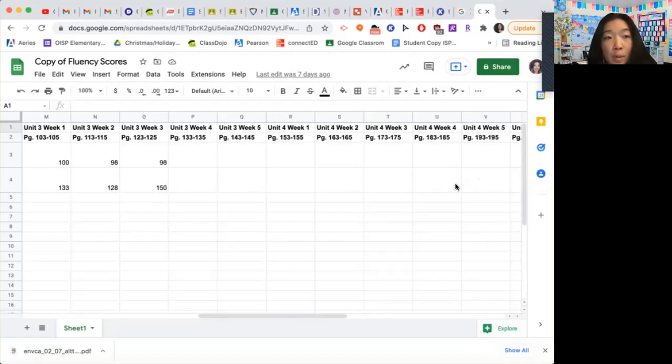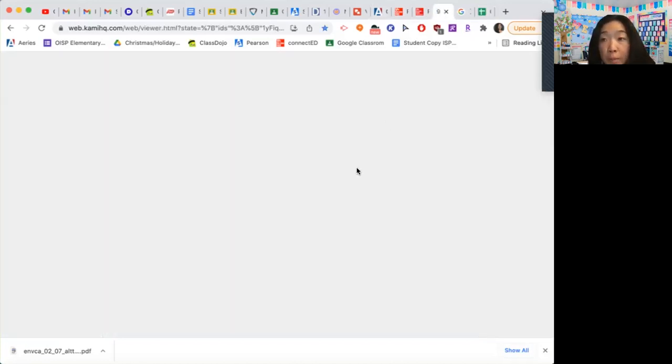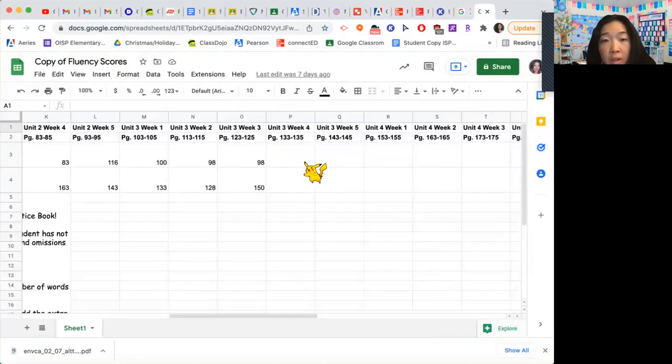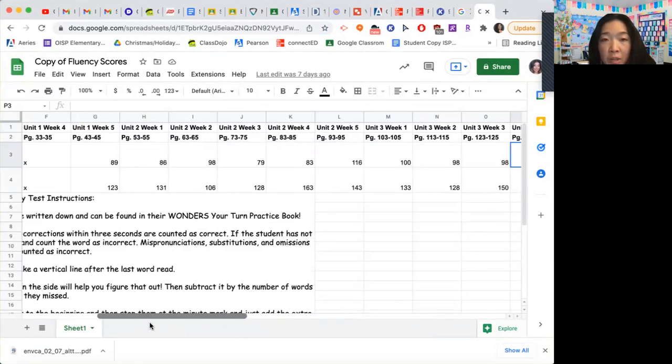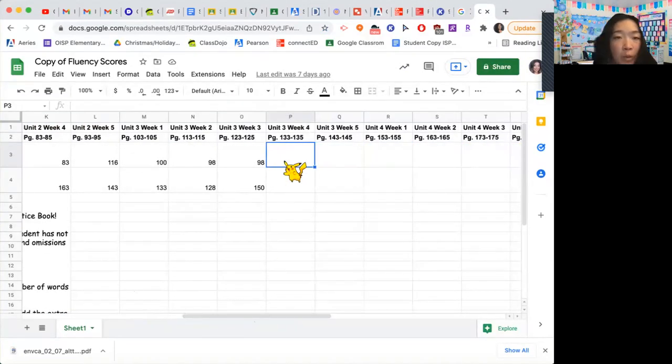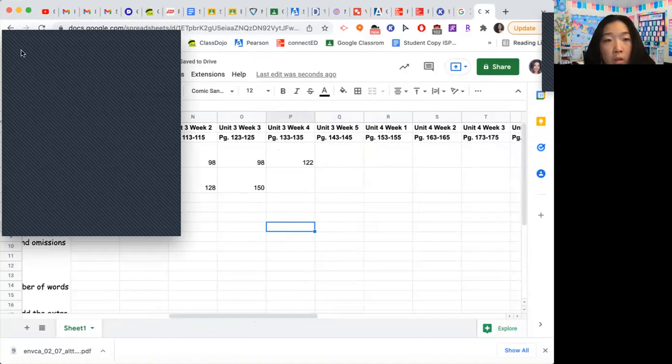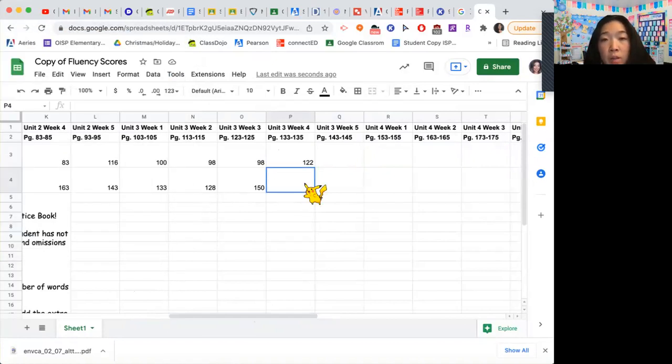Now that you guys have opened up your copy of your fluency scores, after you're done with your first read, you're going to put your first score in your fluency score Google spreadsheet. So I read 122 words. Under unit 3, week 4, it's going to be P. You're going to use this gray bar down here to slide down to unit 3, week 4, and then write the word number. And then what do you do at the end? Click out of the box. Why do we click out of the box? To save our work. So let's go ahead and do that now.